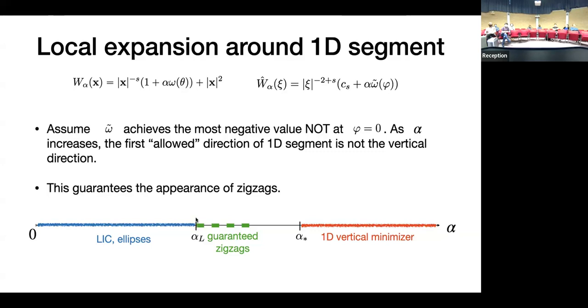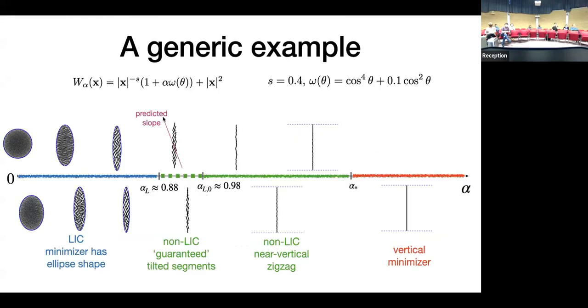That means when you just pass the alpha L in this case, you only allow some tilted segments in your minimizer. You don't allow the vertical ones. So if you only allow tilted ones, it's very naturally expected that it has to have some zigzag formation. And if you look at this picture, this direction is indeed the first direction for which the Fourier transform becomes negative. And you see that all those zigzags follow exactly this direction of the symmetric one.